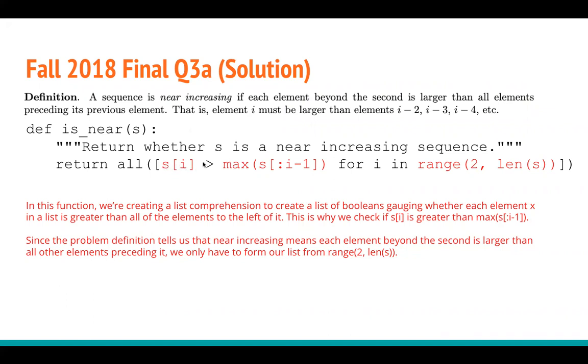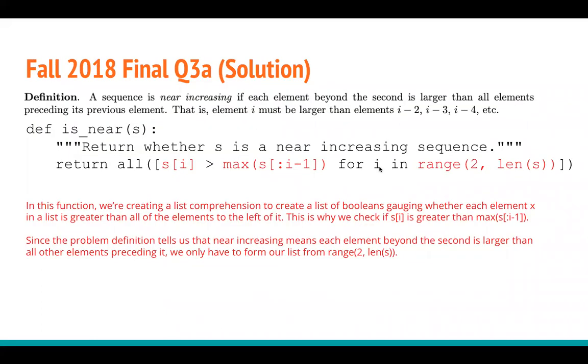The way we're going to test for that is we're going to get the element by indexing S[i]. And then we're checking that it's more than all the elements before it, except for the one right before it. So the way we do that is we call max on S indexed up to the i-1th element. S indexed up to the i-1 element will give you all the elements up to, but not including, the one right before it. And then if it's more than the max of them, then it's more than all of them.